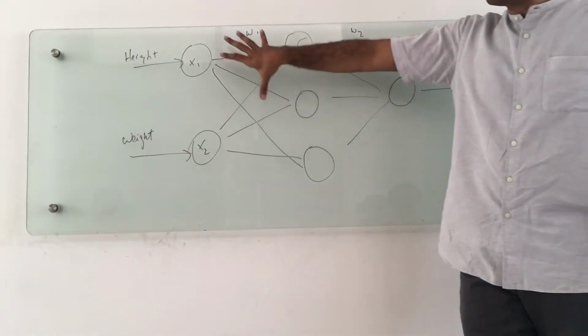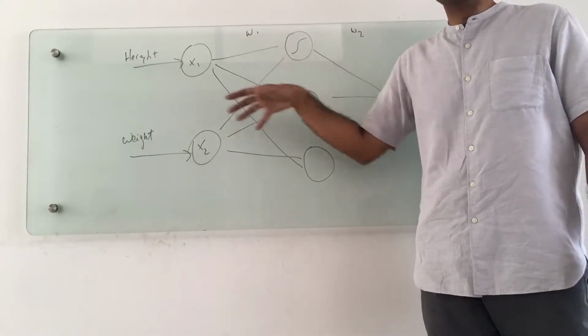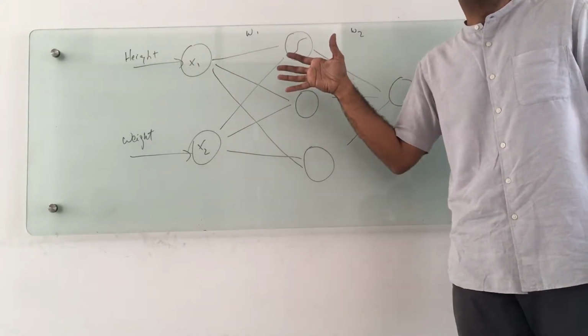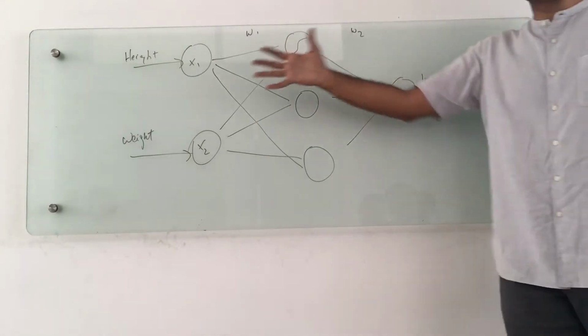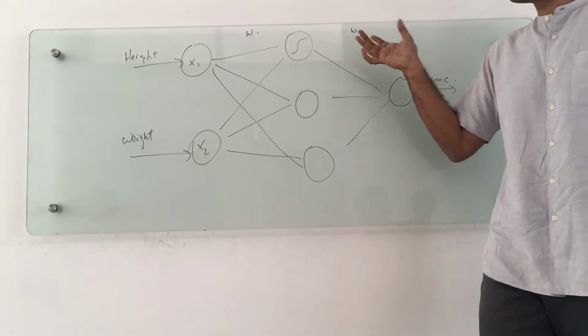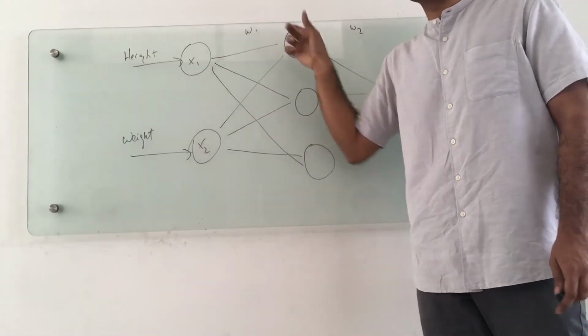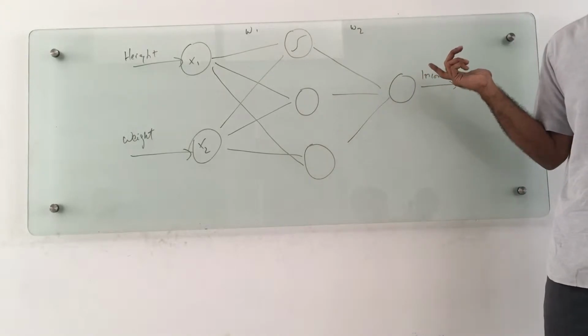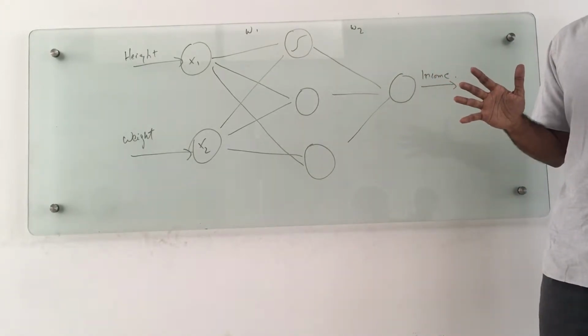But that's not enough. This jumbles it up even more. This tries to find so many more combinations of height and weight to get to the right value of the income. That is basically what's happening here. And your W1, W2 is going to tell you how your height and weight are going to be combined to hopefully give you the right value of the income.